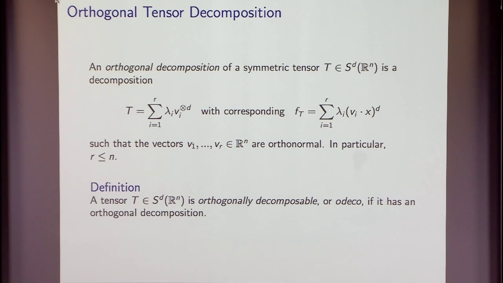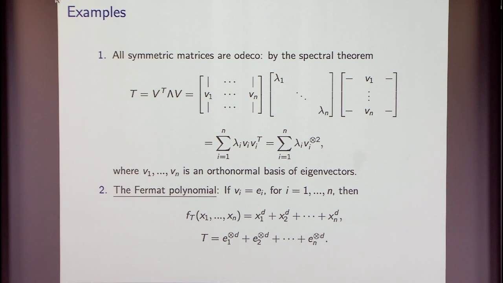And so here are some examples. For real symmetric matrices, by the spectral theorem, we know that every real symmetric matrix has an orthonormal basis of eigenvectors, v1 through vn. And we can express the matrix as V transpose times lambda times V, which if you write it as a sum equals exactly the sum over i from 1 to n of lambda_i, v_i to the tensor power 2. So every real symmetric matrix is orthogonally decomposable.